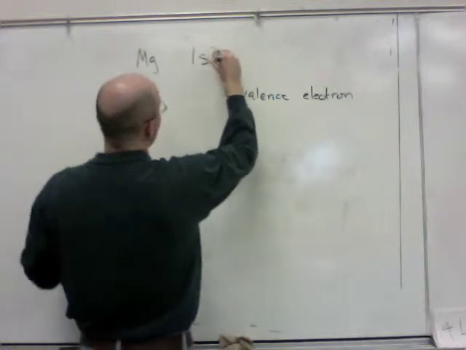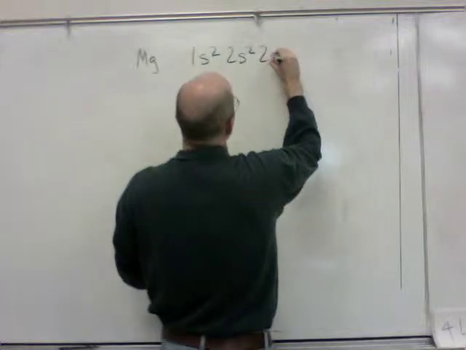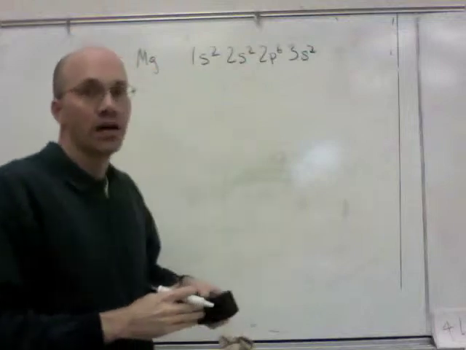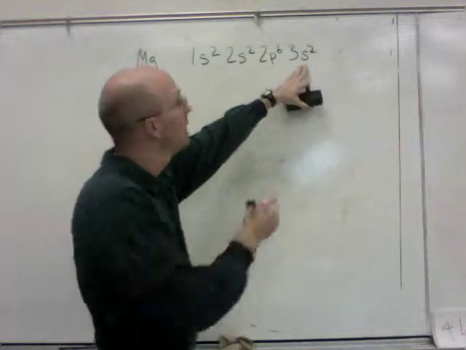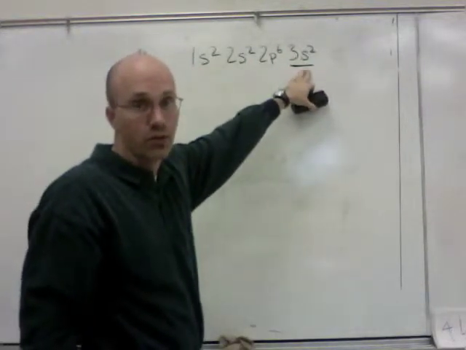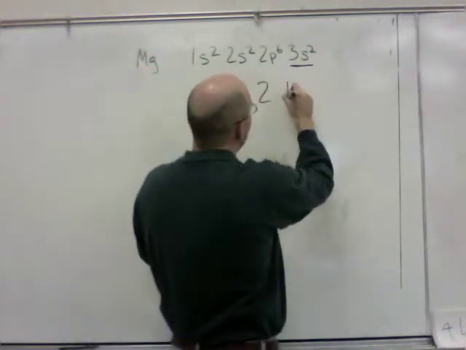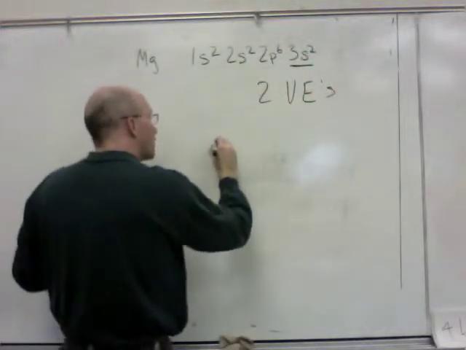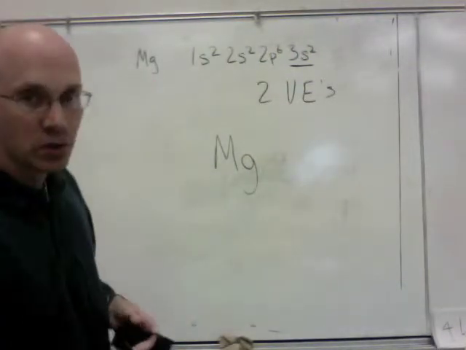Magnesium is 1s2, 2s2, 2p6, 3s2. So this is one higher. Between 1s, 2s, and 3s, 3 is the highest. These are all the levels that start with 3, and there's a total of 2 electrons in that level, so you've got 2 valence electrons. You're going to start just by writing the symbol. The magnesium symbol is Mg, and we need to put 2 dots around it.